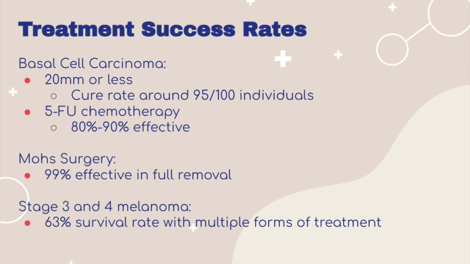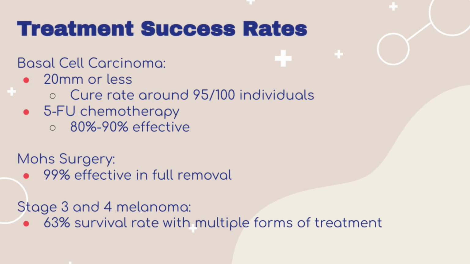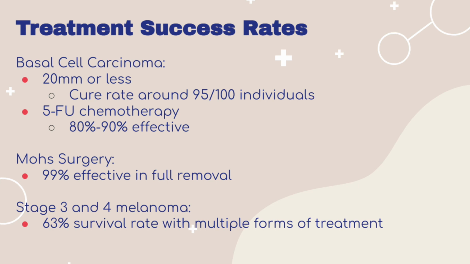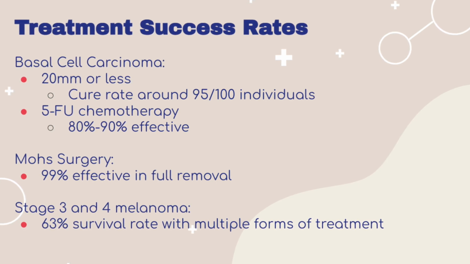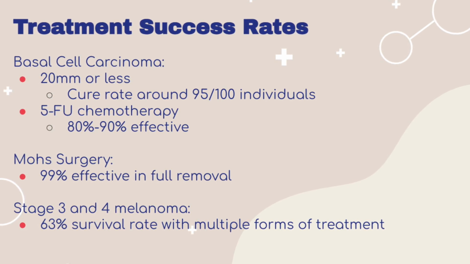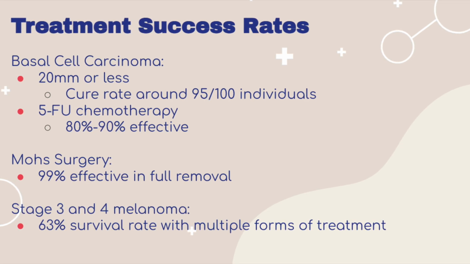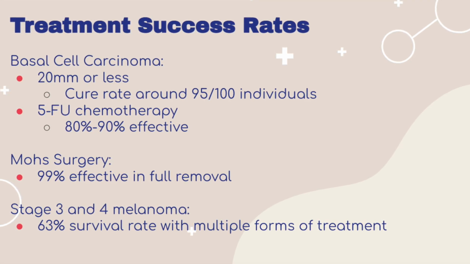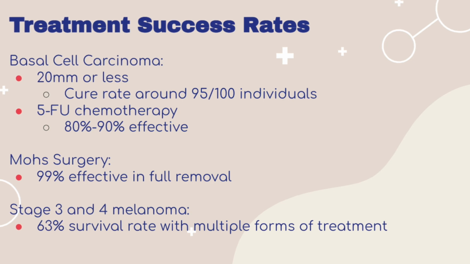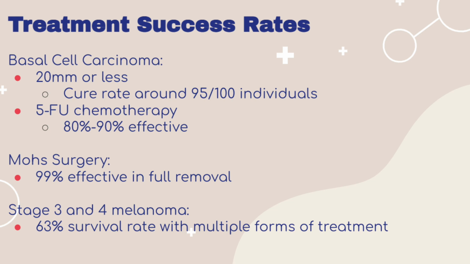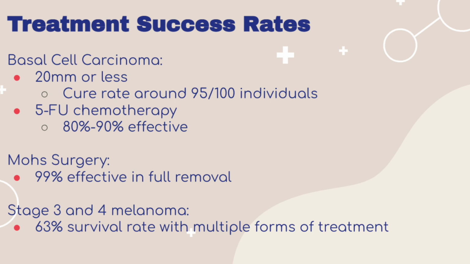Most Mohs surgery uses such specific margins that it's up to 99% accurate in curing the entire cancer lesion on the body. When looking at treatment success rates for melanoma, it's quite different seeing that melanoma is such a severe form of skin cancer. When patients have melanoma, they typically are using more than one form of treatment. With more than just one form of treatment, there's typically still only a 63% survival rate.